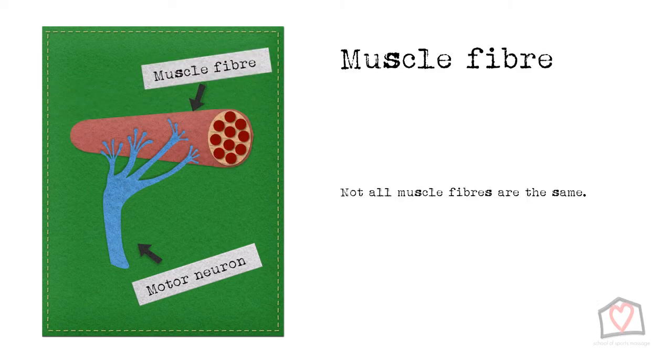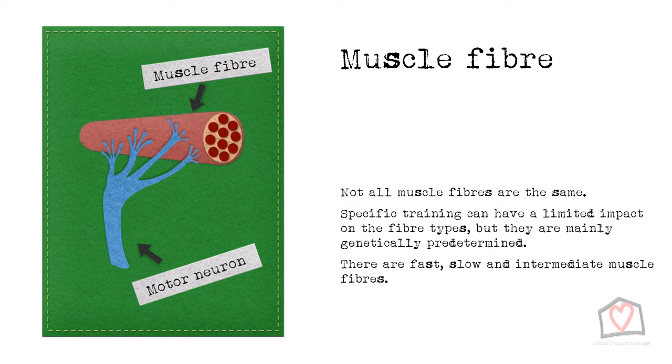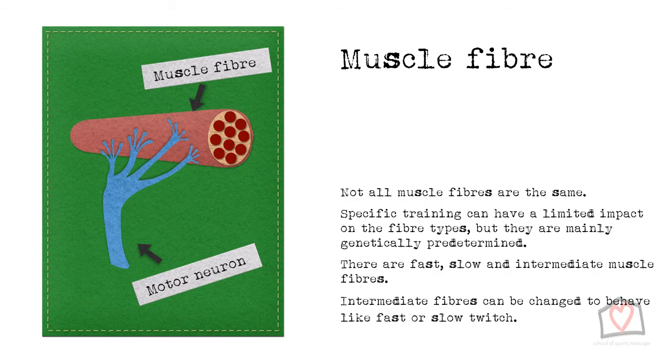Not all muscle fibres are the same. We generally have a mix of fibres in the body which have different properties. And if you do a lot of specific training, you can have some but limited impact on these fibre types. However, they are mainly genetically predetermined, which will indicate what type of sport or training will suit you best. Very simply, you have fast twitch, slow twitch, and intermediate. Intermediate fibres can be changed to behave like fast or slow twitch fibres with the right training.